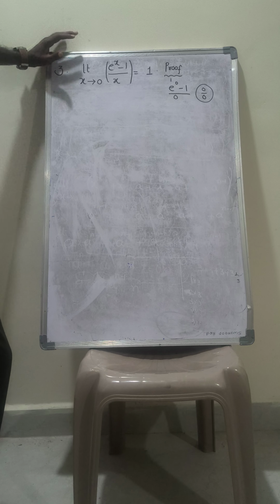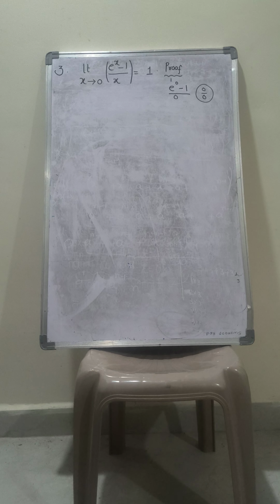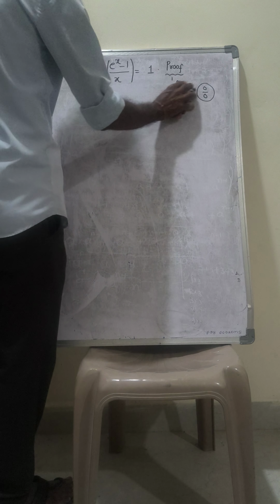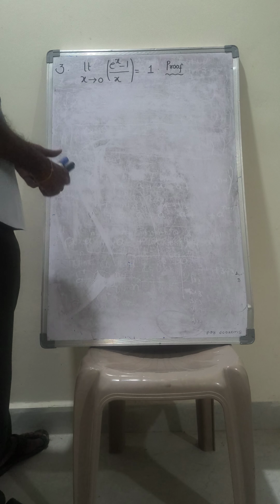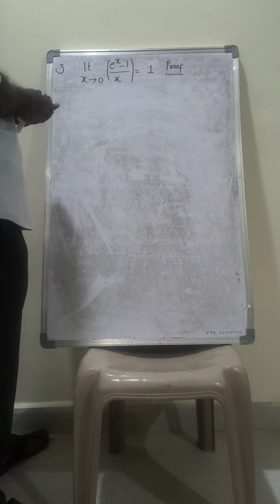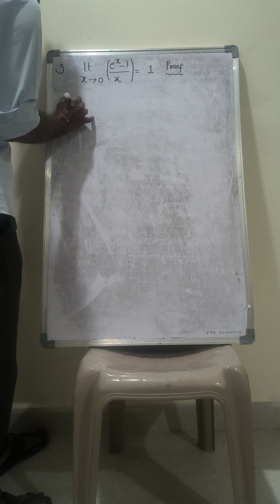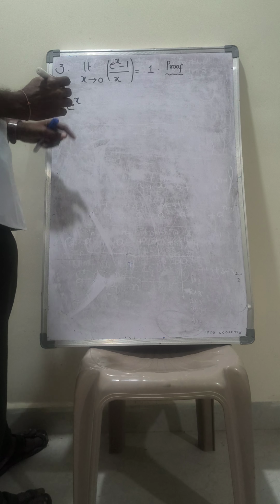But what is the way? How can you find it? Factorization is something we cannot do here, and rationalization doesn't work here. No need of doing rationalization. So here there is something called the e power x series.